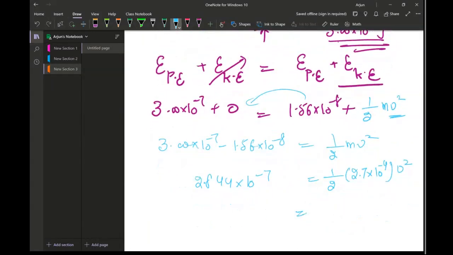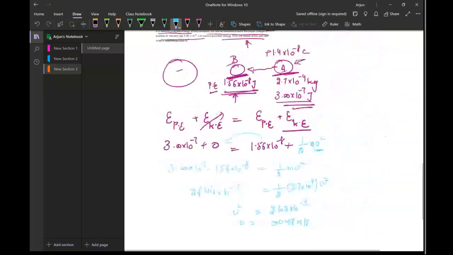Once you do the calculation, you can do it on your own. V squared will come out to be 2.103 times 10 raised to the power negative 3, and the v value will be 0.0458 meters per second.